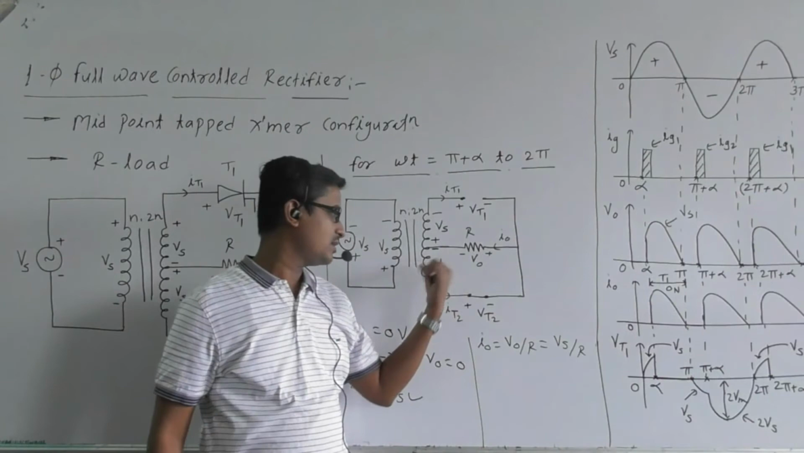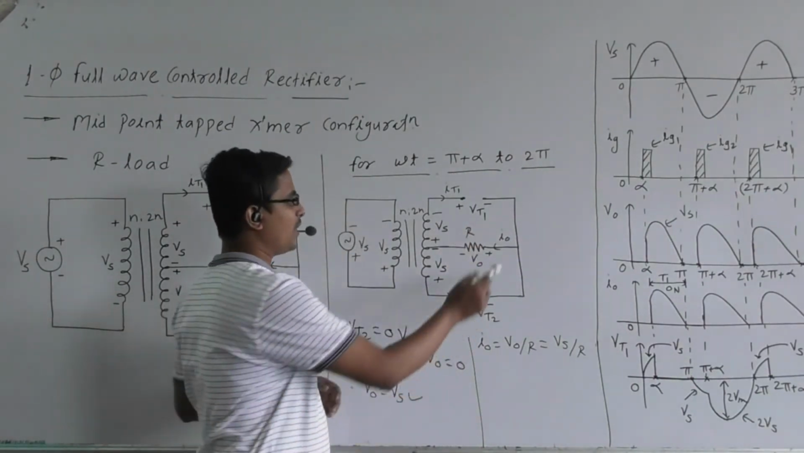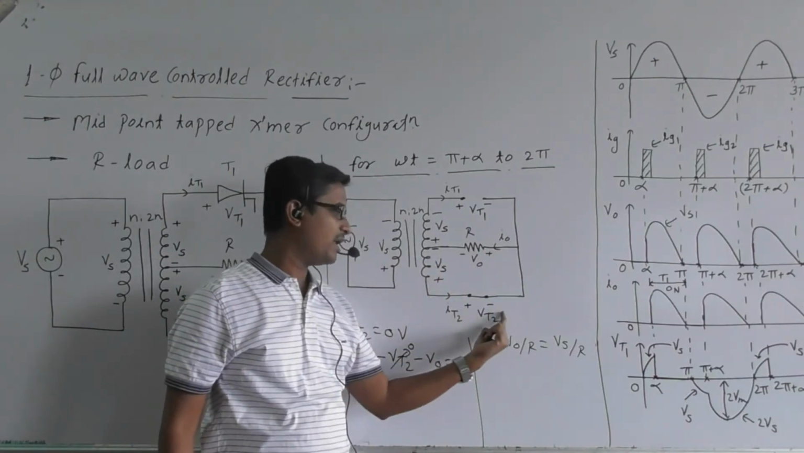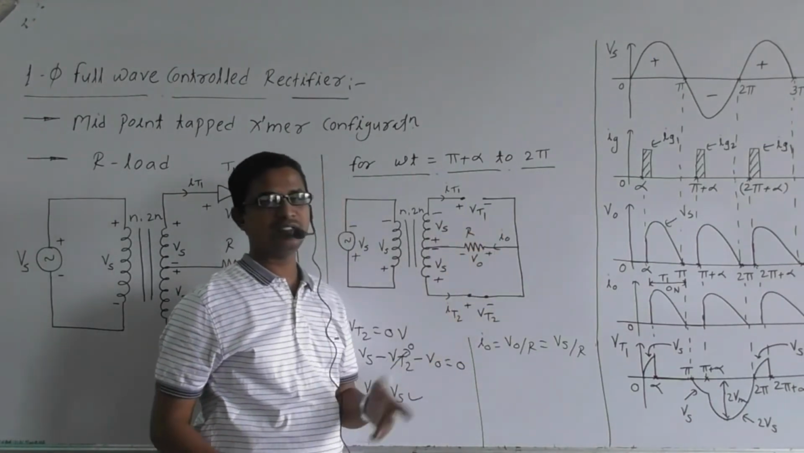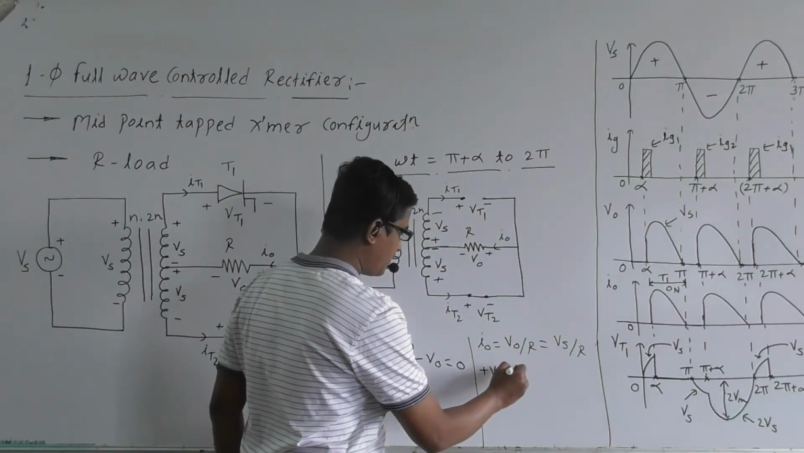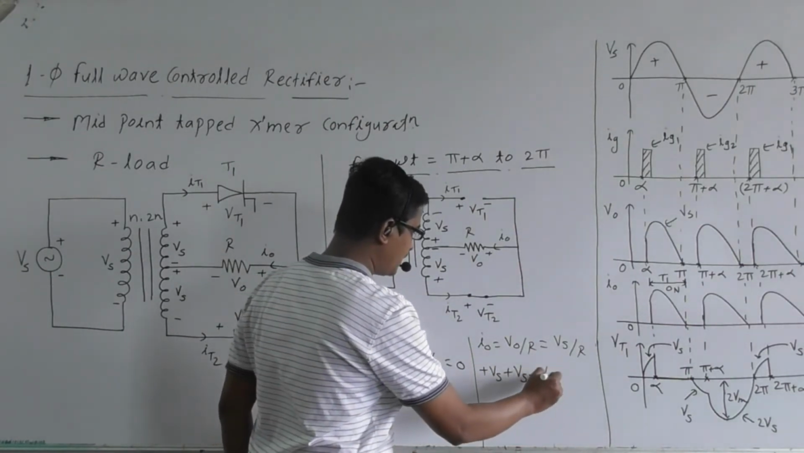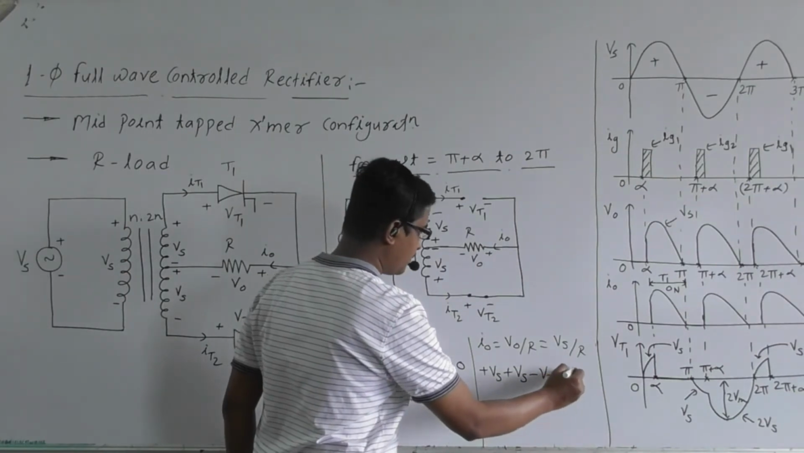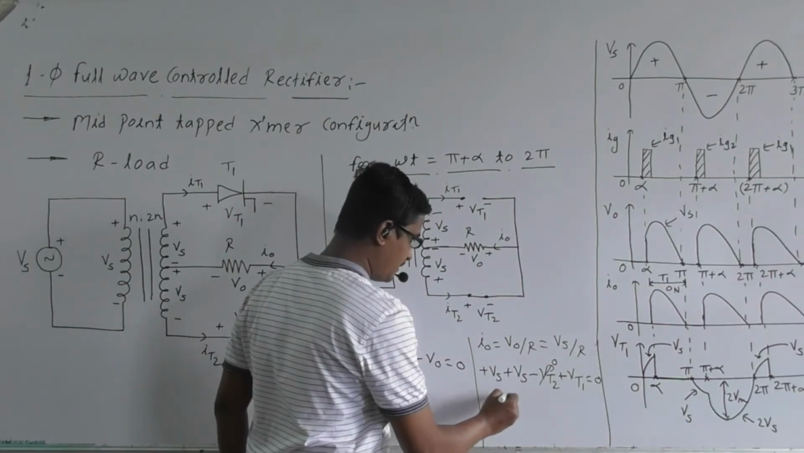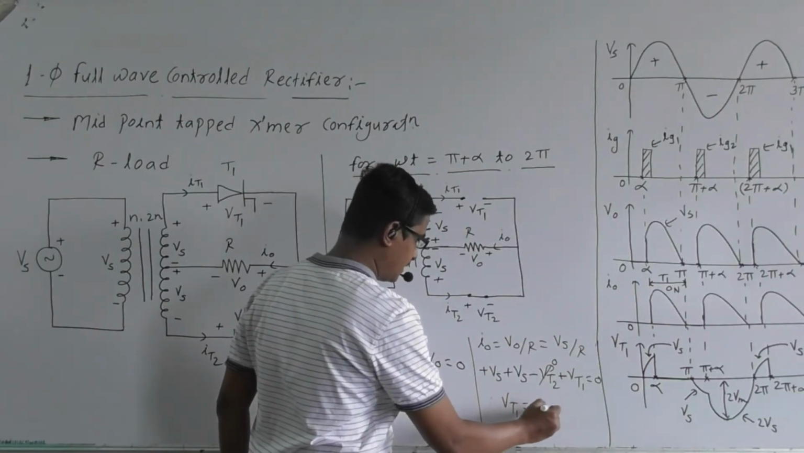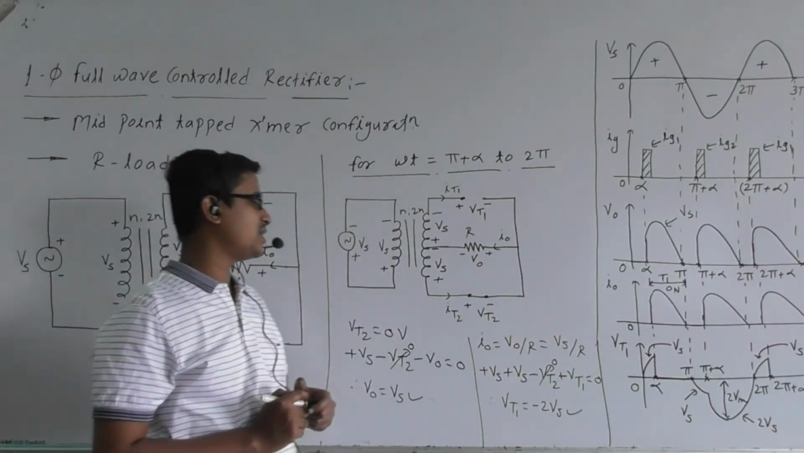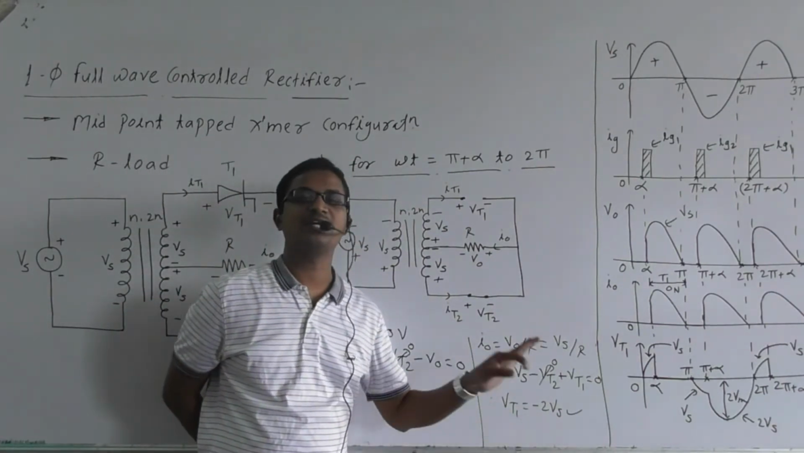Okay. Next, now can we find VT1 or can we apply KVL to the outer loop? It is like plus Vs minus Vt2 plus Vt1 is equal to 0. Vt2 is 0, so can we write Vt1 is equal to minus 2 Vs. Is this clear? The voltage across thyristor T1 is 2 times the supply voltage, but it is negative.